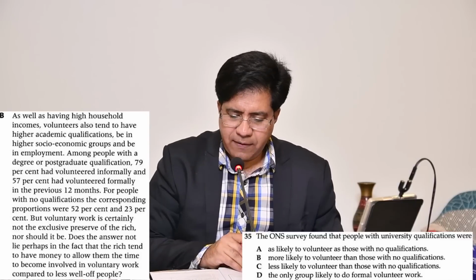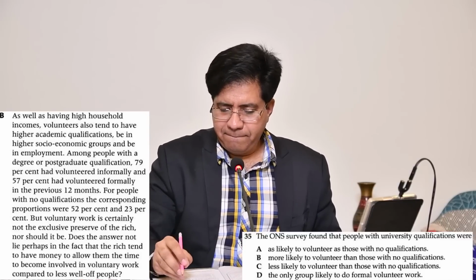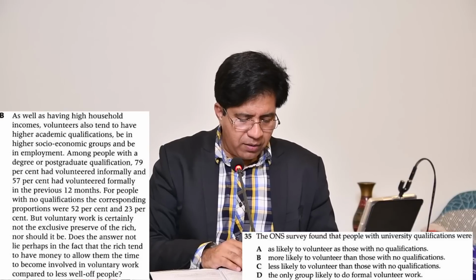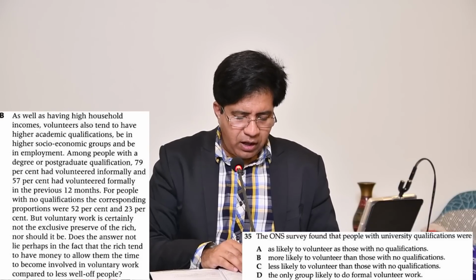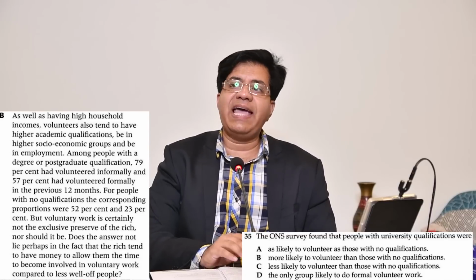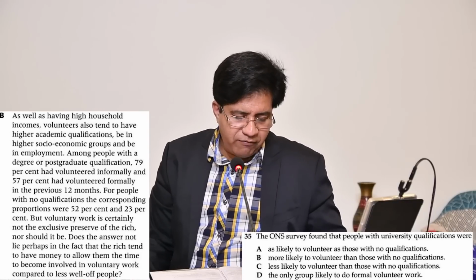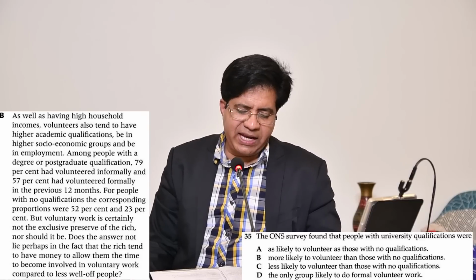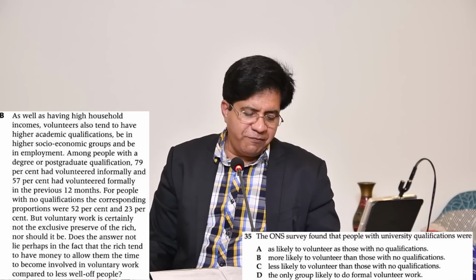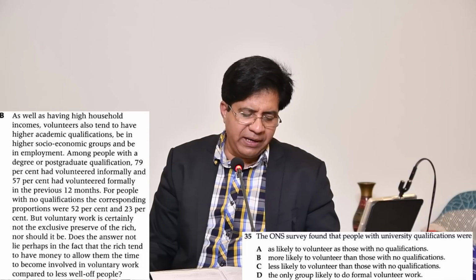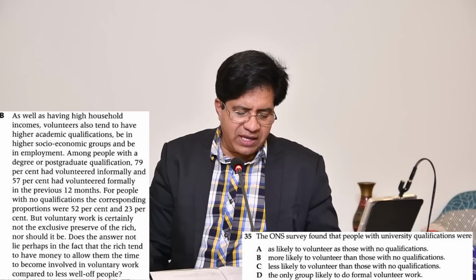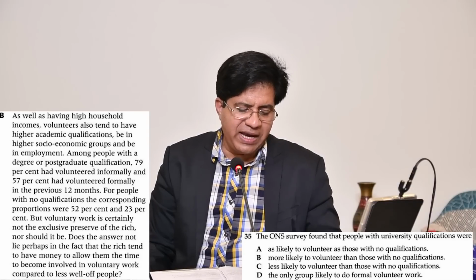Let's come back. Let's just read on. For people with no qualifications. Yeah, this is important. Let's read on, please. Come back to paragraph B. 57%. I'm reading from there. Please follow me. 57% had volunteered formally in the previous 12 months. For people with no qualifications, the corresponding proportions were 52% and 23%.